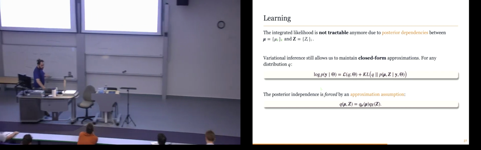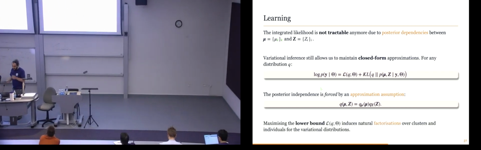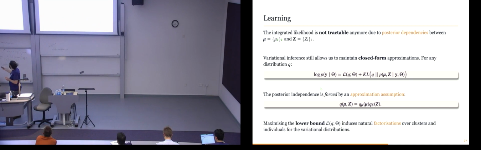What we just say is, the problem we had is the posterior dependency between mu and Z. So let's just assume that it doesn't exist. Let's just assume that the posterior distribution of those two objects can factorize. They are independent. Really a light assumption. When you have that, you are, of course, able to derive the lower bound, and you can maximize it to optimize your hyperparameters.